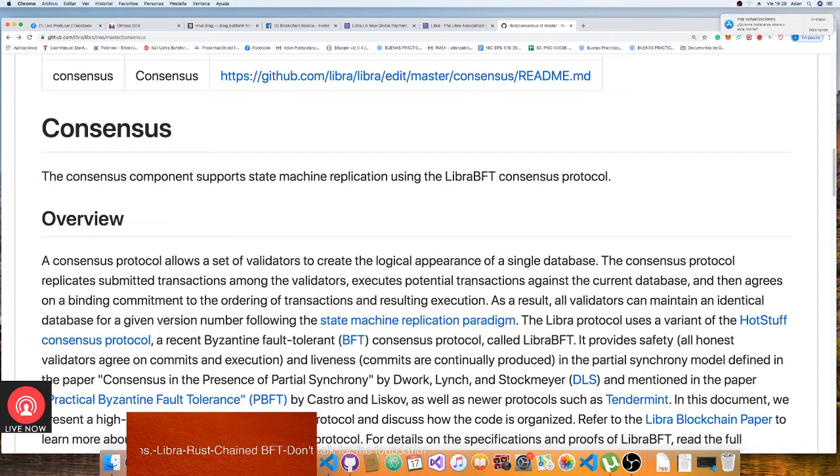We can see that this protocol has an overview in the state machine replication paradigm, which is a well-known paradigm in distributed systems about the state machine in a Byzantine way. This means that this state machine is dealing with reaching consensus in a safe way. And we saw in other videos that state machine replication also means having these safety rules in many ways. So we saw that this Libra protocol uses a variant of the HotStuff consensus protocol, a recent Byzantine fault tolerant consensus protocol called LibraBFT.